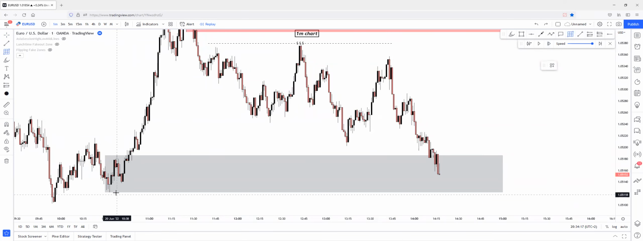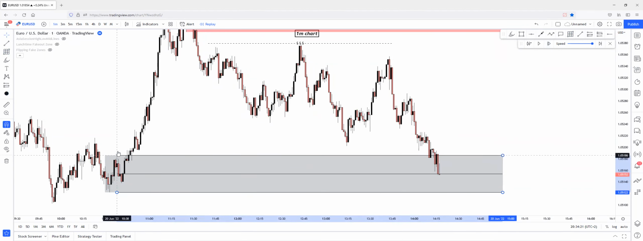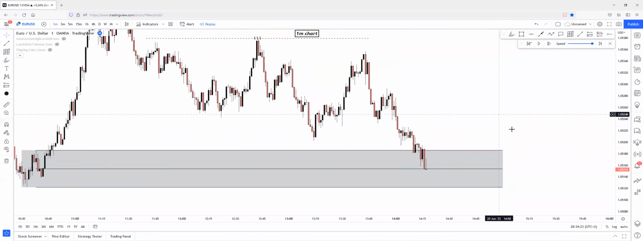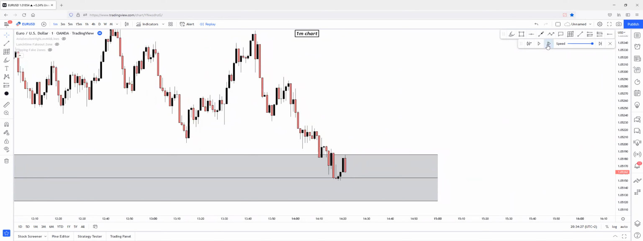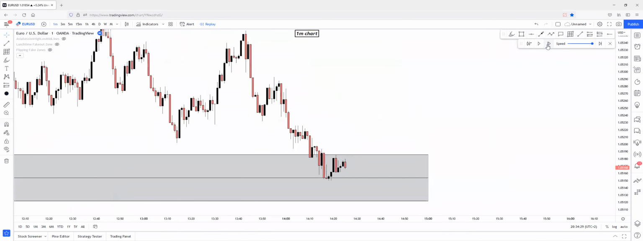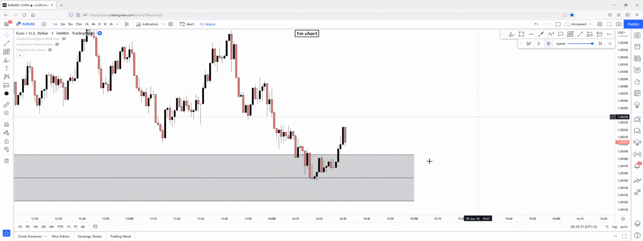Okay, 50% mitigation has clearly happened. Let me just check. Yeah, 50% mitigation has happened. Let me just zoom in. Let's see what happens after. Price is reacting. Okay, and changing character.